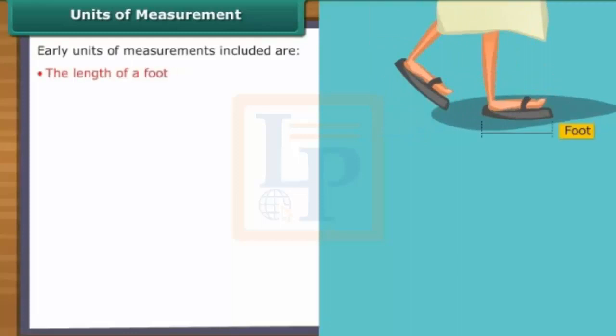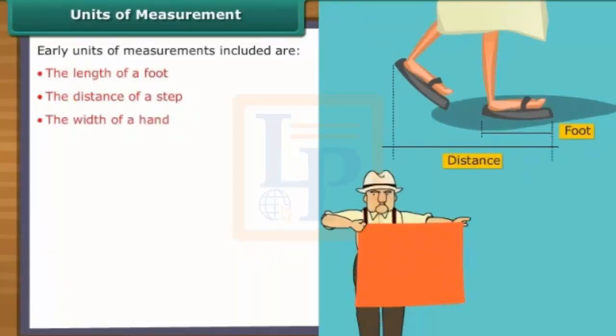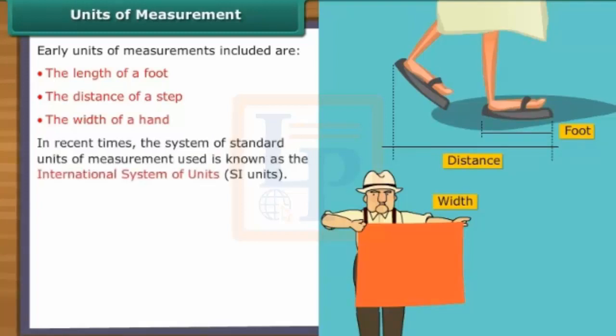Units of measurement. In the early days, units of measurements included the length of a foot, the distance of a step, and the width of a hand. However, these were difficult to maintain as the length of a foot would vary from person to person. To standardize the units, a metric system was put in place. This system is a standard unit of measurement, and the system of standard units of measurement used now is known as the International System of Units, or SI units.